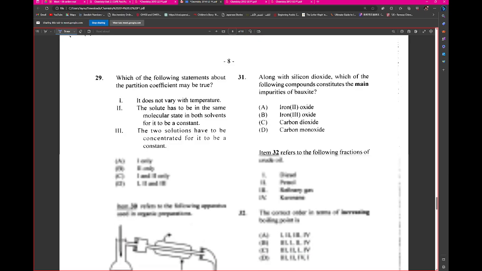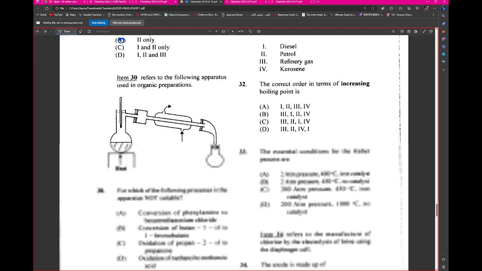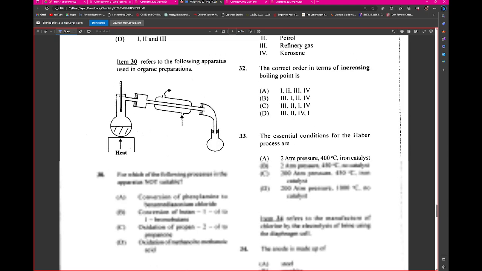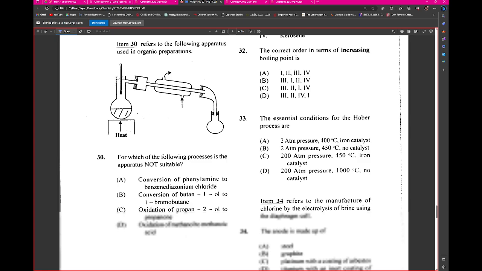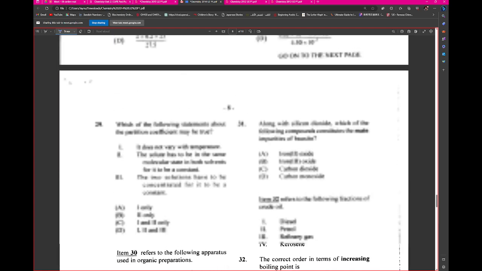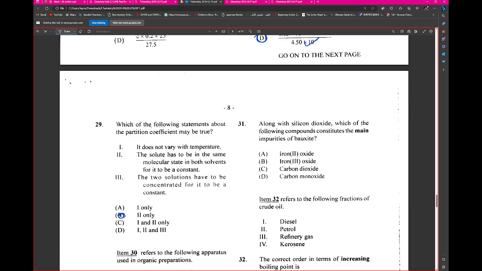Which of the following statements about the partition coefficient may be true? Two only, right? We did that already. That question was coming way back from here, so I've not seen it in a while now. Hold on, I'll come back. Well, hold on. So the formula of a partition coefficient may be true. Is it 1 and 2 only?